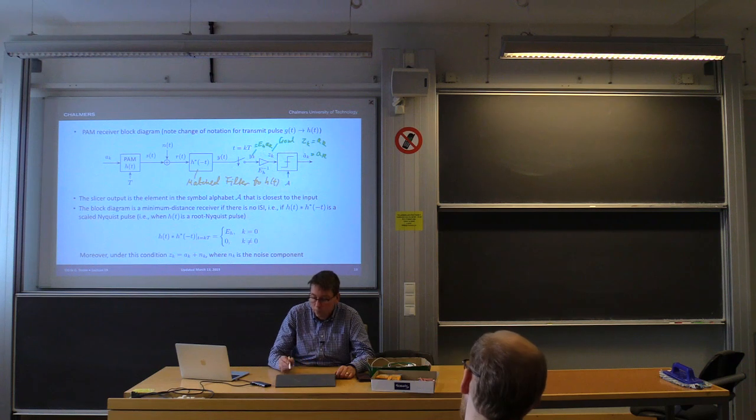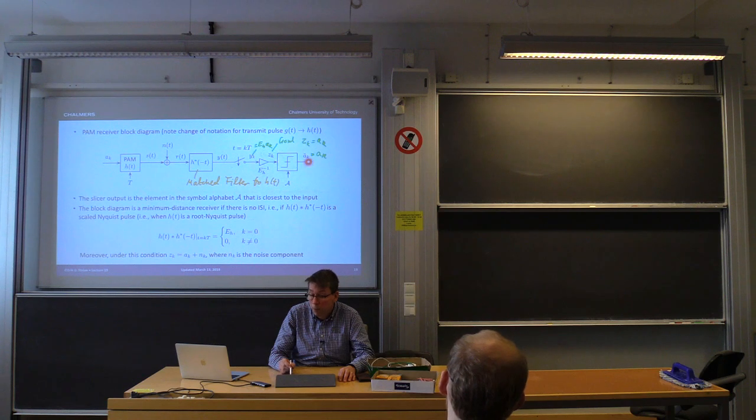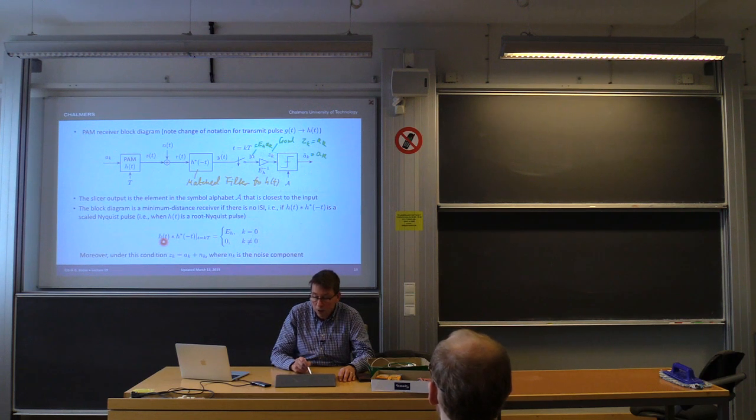So the goal is for Ck to be A hat k as well? Let's start. I mean, we want the decision here on Ak to be Ak. Right? And one way to ensure that is that the input is also Ak. And if the input is Ak, then Yk should be Eh, the energy for the pulse, times Ak. So going backwards, we see this. And we can ensure this expression if the h is a scaled Nyquist pulse.